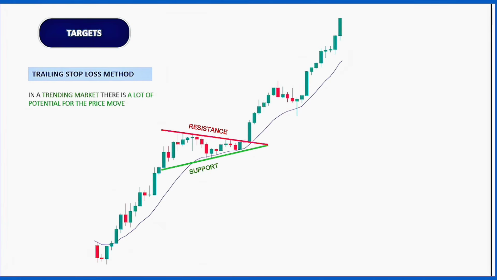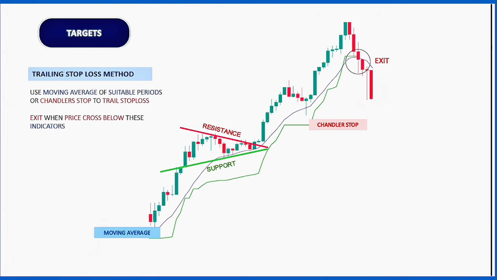Another approach is to trail your stop loss instead of fixing a single target. Think about it. Bull pennant patterns are often found in strong trending markets or right after a breakout from a range. In these conditions, the market may have enough momentum to continue far beyond the measured move target. The only way to ride that kind of move is by trailing your stop loss. To trail effectively, you can use tools like the 50-period moving average, ATR-based stops, or chandelier stops and exit only when price closes below your chosen trailing indicator.